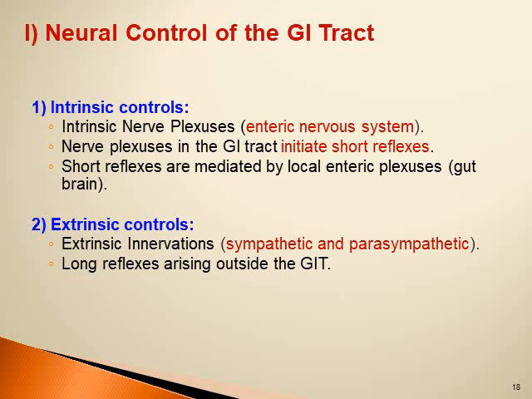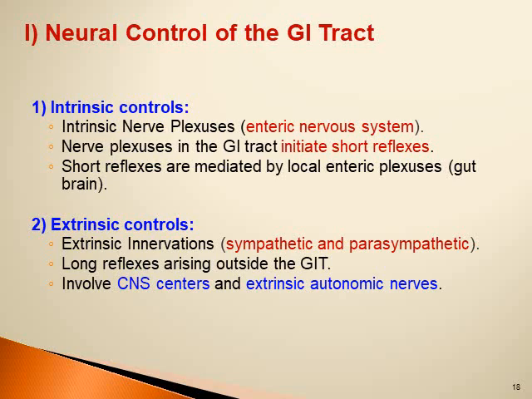to the alimentary canal. That's why we call them long reflexes, which is opposite to the short reflexes that are just present inside the wall of the alimentary canal in the case of the enteric nervous system. Extrinsic control involves CNS centers and extrinsic autonomic nerves.